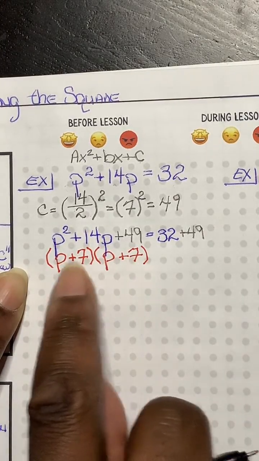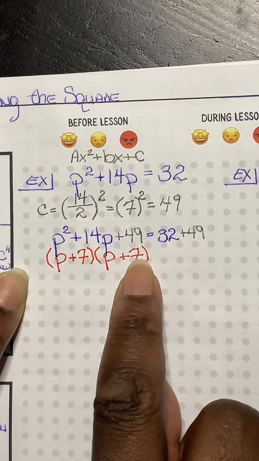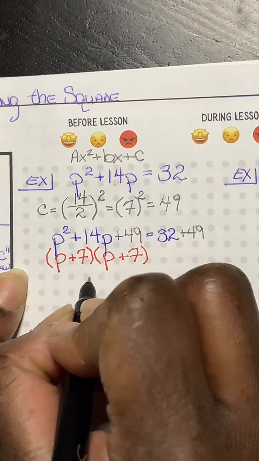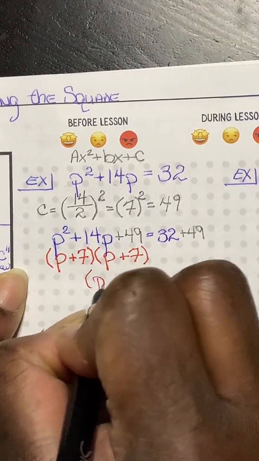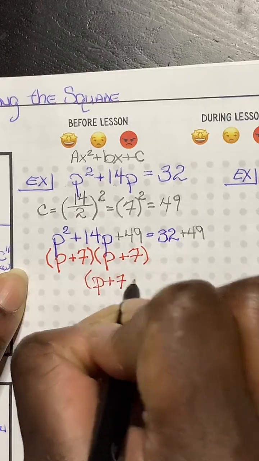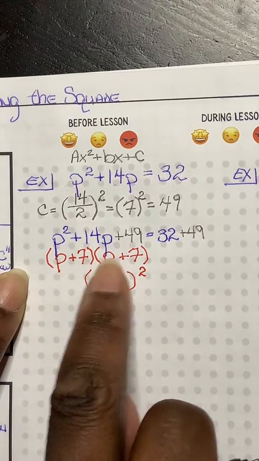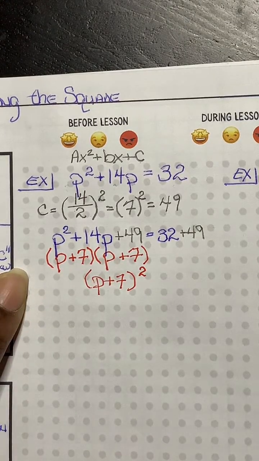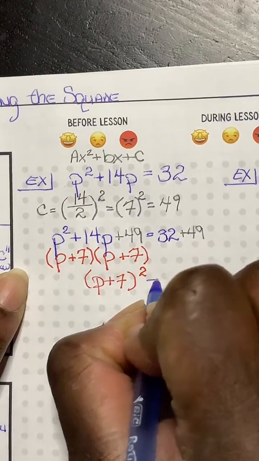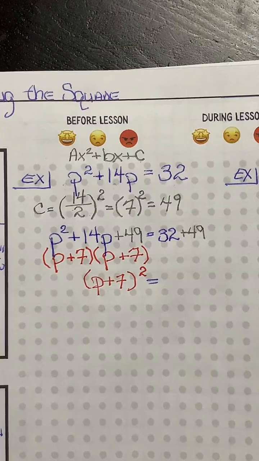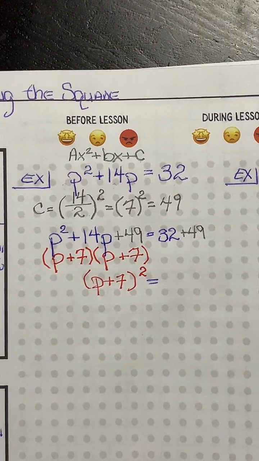Notice the parentheses are exactly the same. So the other way of stating this will be p plus 7 squared, because inside the parentheses are exactly the same. So that's happening on the left side. Now on the right side, I get to combine 32 and 49. I think that's 81 if I'm not mistaken.